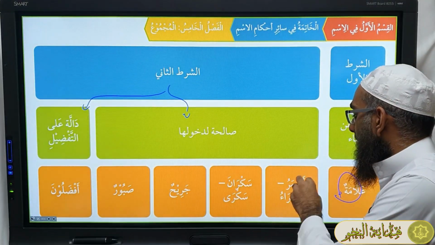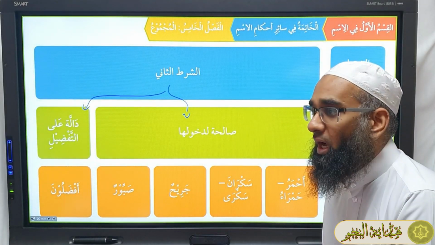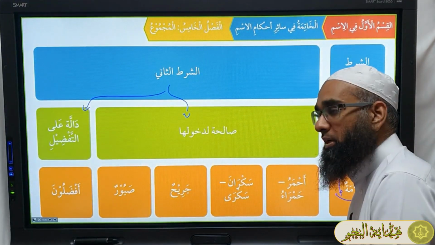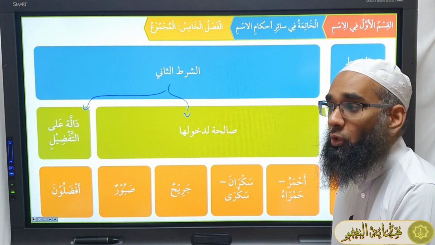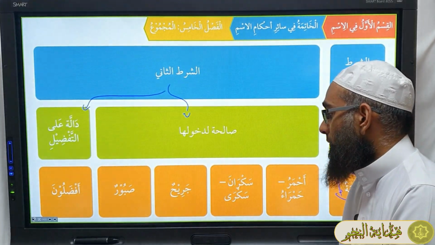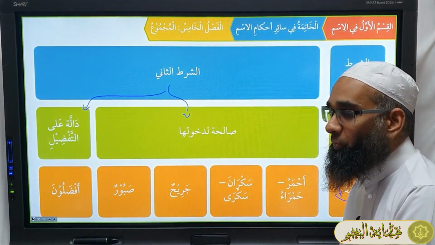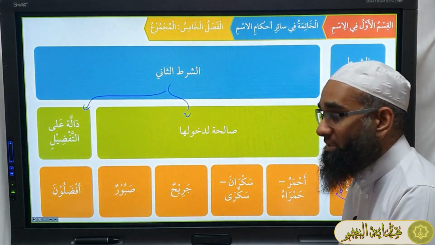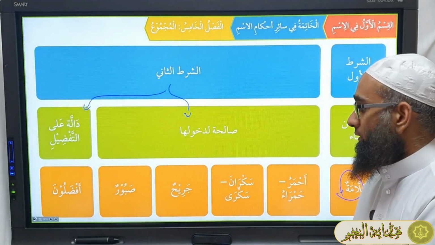So for example, ahmar: the mu'annas of ahmar is not ahmaratun, it's hamra. Therefore you can't say ahmarun, you have to say humrun. Sakran: the mu'annas is not sakranatun, the mu'annas is sakra. Therefore you can't say sakranun, you have to say sukara.